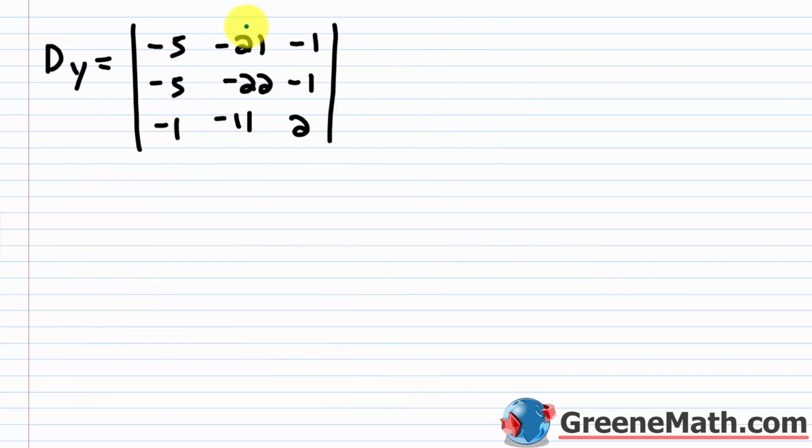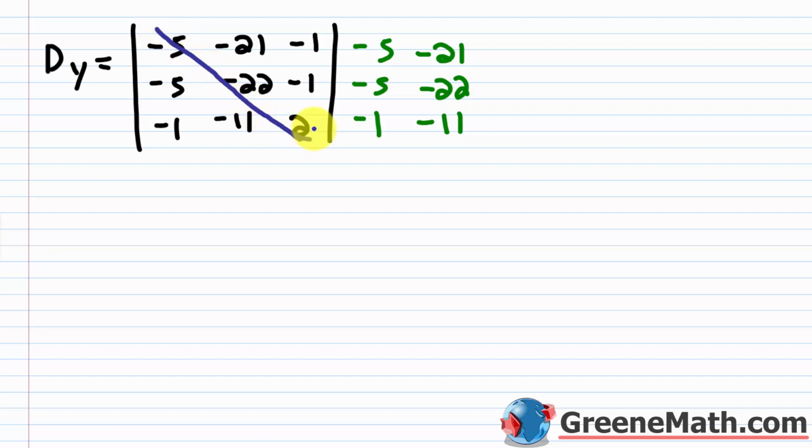So let's go ahead and expand this by copying the first two columns. So negative 5, and negative 1, negative 21, negative 22, and negative 11. Okay, so let's go ahead and just multiply down. Negative 5 times negative 22 is 110. And if I multiply by 2, I get 220. Okay, so that's the first one. And then plus, if I multiply going down here, so we would have negative 21 times negative 1 times negative 1. That's just negative 21.